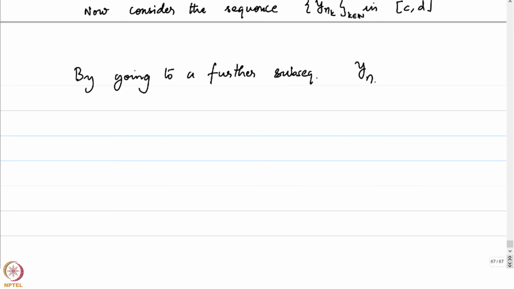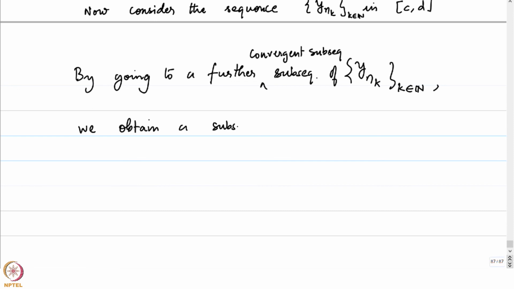By going to a further convergent subsequence ynkl of ynk, we obtain a subsequence. Let me not make life complicated. I think we will have to write it down, given by ynkl.